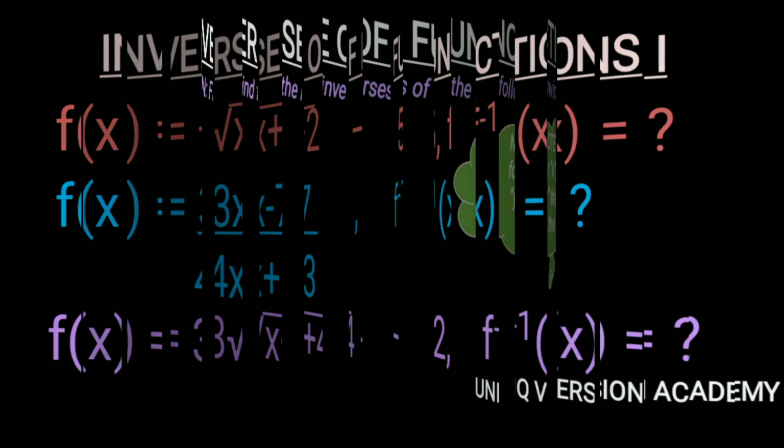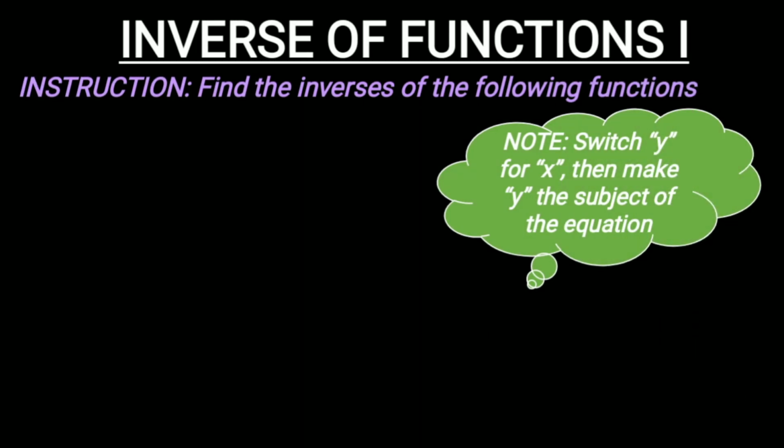And then the concept is pretty easy. In any given function, you just switch y for x, and then we look for a way of making y the subject of the equation. Don't forget the concept, switch y for x, and then make y the subject of the equation. Whatever you obtain as the value of y actually becomes the inverse of your function. Let's take a look at some examples here.